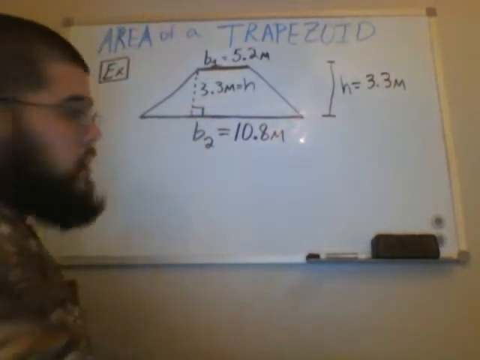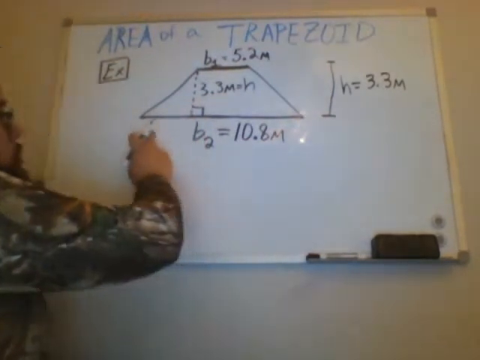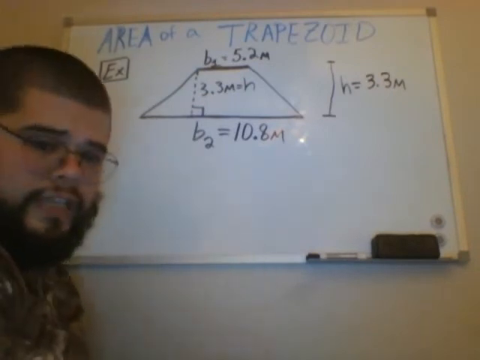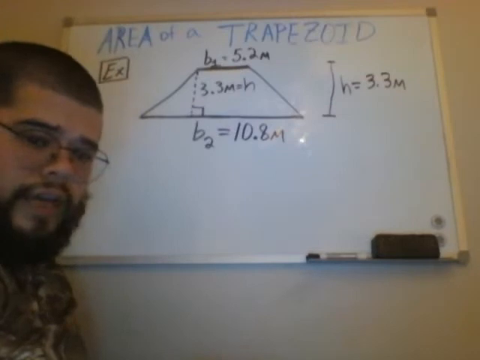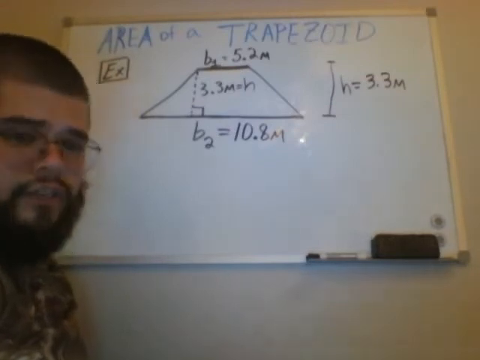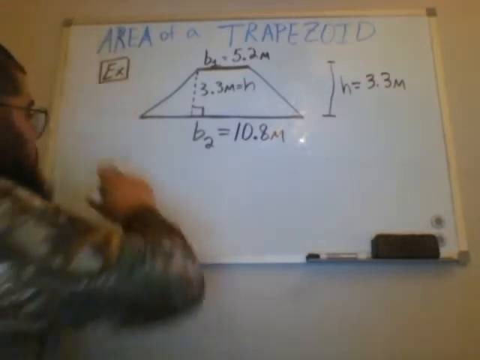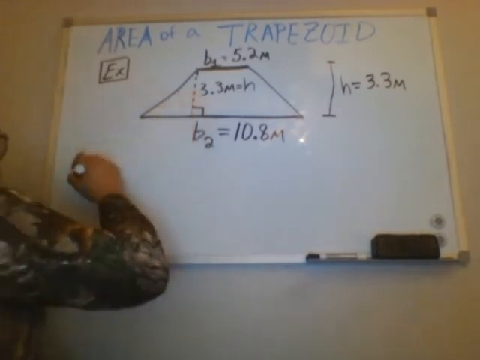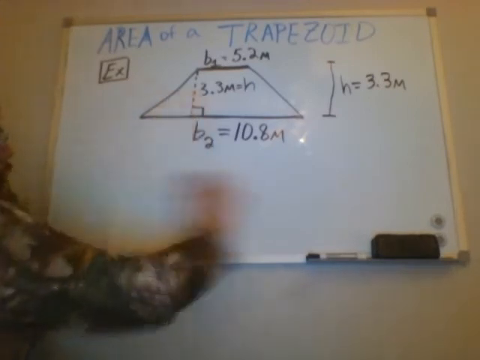Now, the formula for the area of a trapezoid, it's a little bit more complicated than the area of a rectangle, square, and parallelogram, and even a triangle. It's a little bit more complicated. So I'm going to write it out right here on this side. Area of a trapezoid, I'm going to write it out all the way.